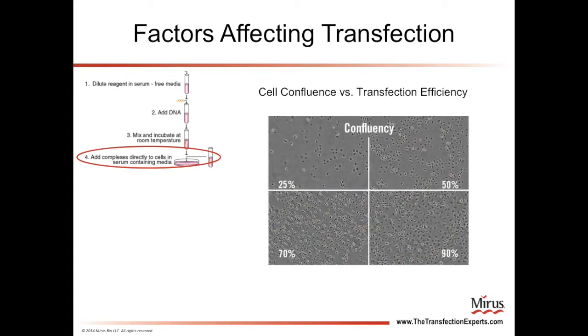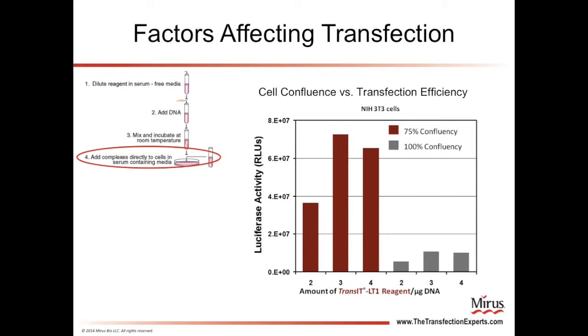Cell culture conditions such as confluency also play a role in transfection efficiency. Here is an image of cells showing confluencies anywhere from 25% confluency to 90% confluency. Performing transfections on the very low end of confluency can lead to problems with cell health, whereas performing transfections on completely confluent cells will give low efficiency. To illustrate this point, here's a graph showing 3T3 cells transfected at 75% confluency and 100% confluency. The cells at 75% confluency show very high efficiencies, whereas the fully confluent cells, which are likely not dividing, do not transfect well.